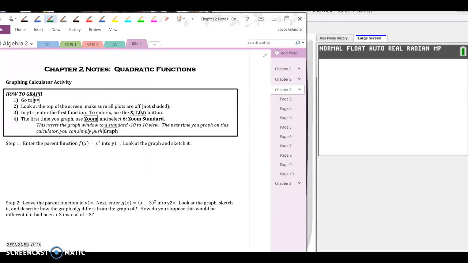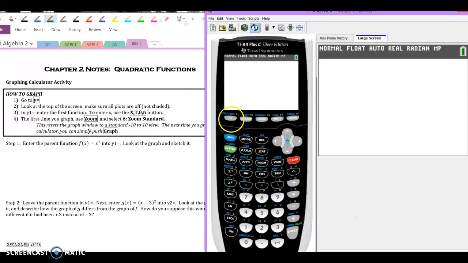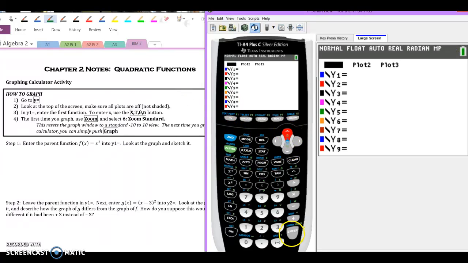To graph things, you use the y equals button. And then it says, look at the top of the screen to make sure the plots are all off. If you go into the y equals button and you see something that looks like this, do you see how plot 1 is highlighted in black? If you see that, that means this calculator was used for something like scatter plots, and there's data in the calculator that is going to completely screw up your graph. So if you see that highlighted, you just arrow up and then hit enter, and that will turn the plot off. You want your y equals screen to look like this.